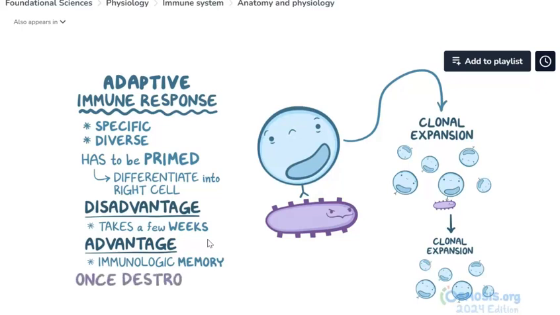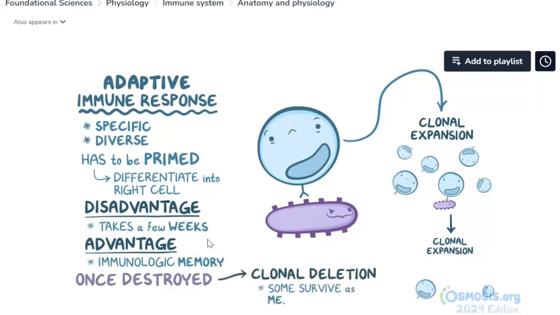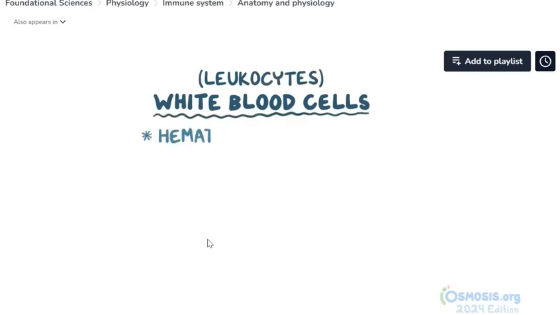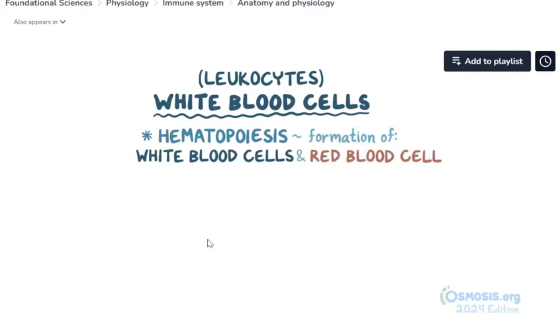Once that pathogen is destroyed, most of the clonally expanded cells die off, and that's called clonal deletion. But some of the clonally expanded cells live on as memory cells, and they're ready to expand once more if the pathogen ever resurfaces. Now it's time to meet the soldiers, which are the white blood cells or leukocytes. Hematopoiesis is the process of forming white blood cells, as well as red blood cells and platelets, and it primarily takes place in the bone marrow.